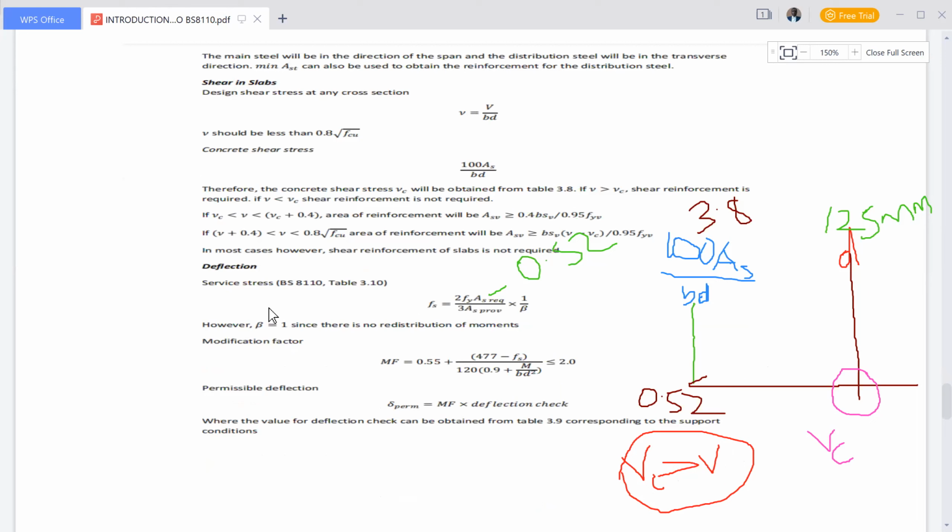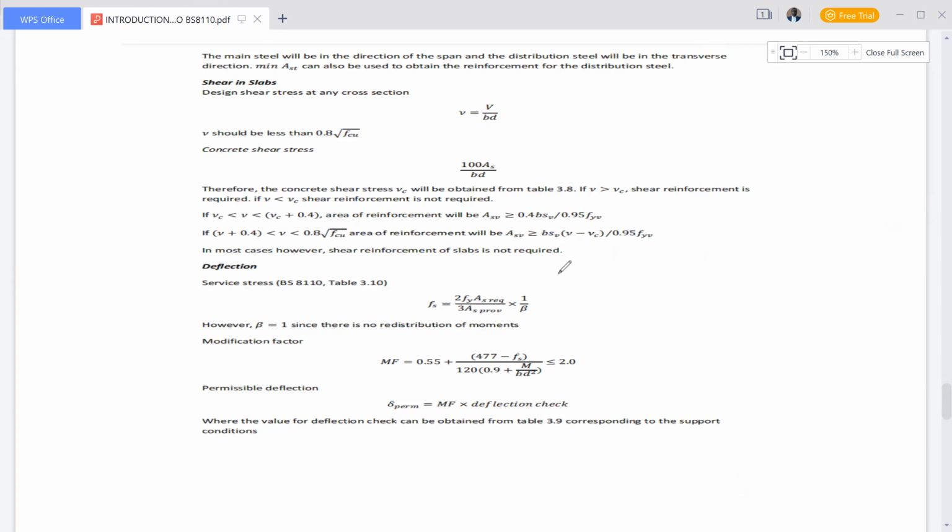Then we go to deflection check. For deflection check, we compute what we call service stress. Now this, you can get it in table 3.10 of BS 8110. Which says that the service stress, Fs, is equivalent to 2 Fy As required over 3 As provided. As provided means what you read from the table. Then As required is what you calculated before going to look at the table.